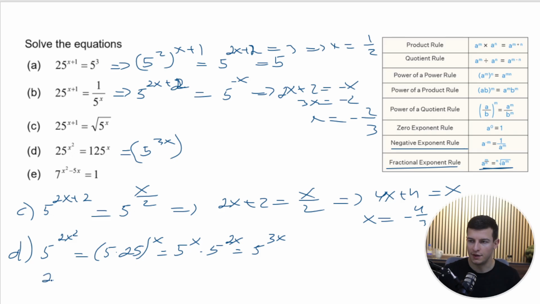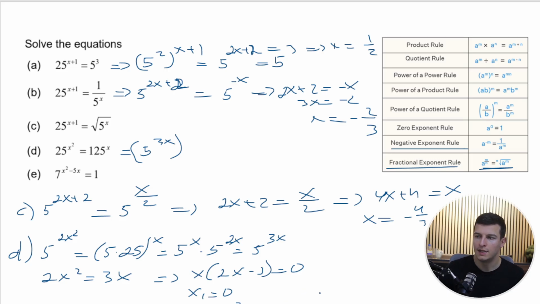So what do I have here? I have 2x squared should be equal to 3x for this equation to be correct. And then I can solve it now. What can we do? We can factor out x after moving 3x to the left. I'll have x times (2x minus 3) equal to 0. This has two solutions, right? x1 is 0, and x2 is going to be 3 over 2. Okay, you can test it out and check for yourself.